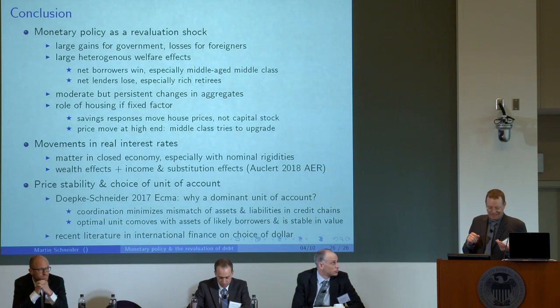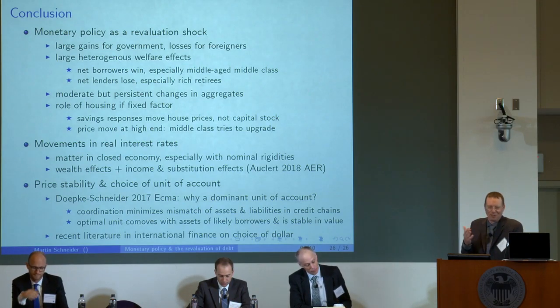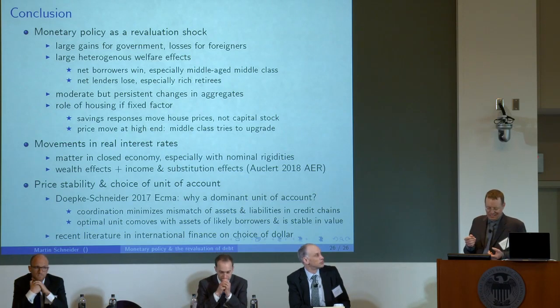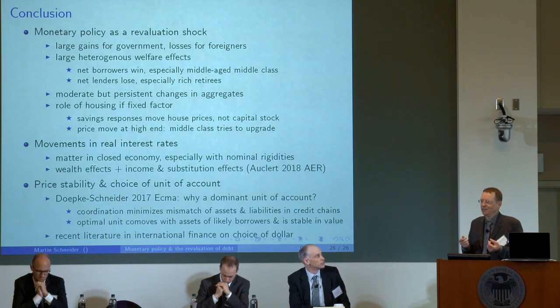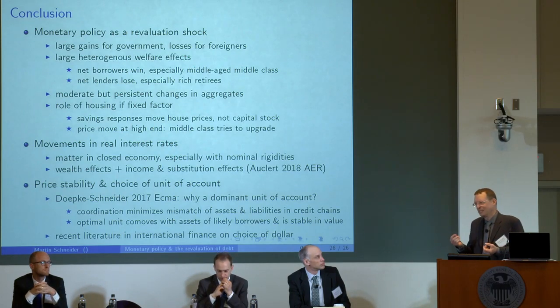that price stability is related to the choice of the unit of account. So for example, we worked on this, we asked the question, why is there a dominant unit of account in the economy? And our answer is that basically in a world where there's some frictions in contracting, it makes sense for people to coordinate on a unit of account because that minimizes the mismatch of assets and liabilities in credit chains. And that then the optimal unit in that situation is something that co-moves with the assets and income of likely borrowers, and that's relatively stable in value.